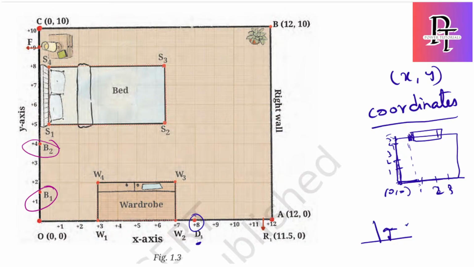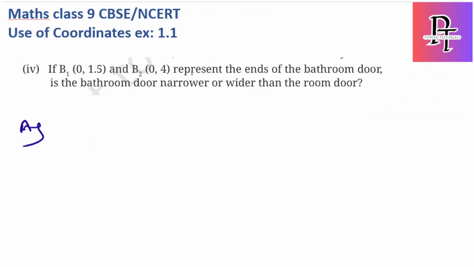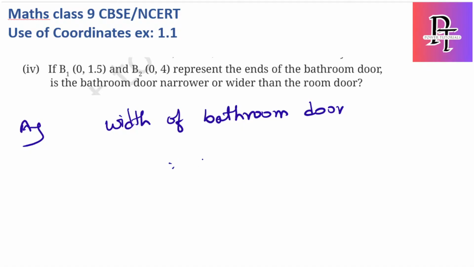Okay, let's continue with our question. B1 and B2 represent the ends of a bathroom door. Is the bathroom door narrower or wider than the room door? So the width of the bathroom door, I will write it here: the width of the bathroom door is equal to 4 minus 1.5, which is 2.5 feet.